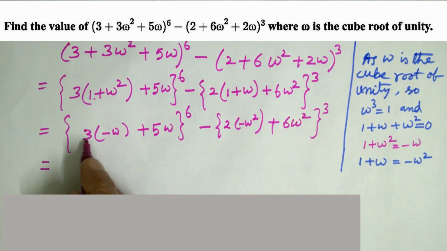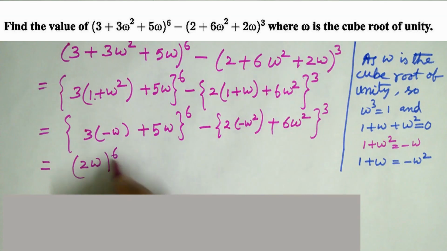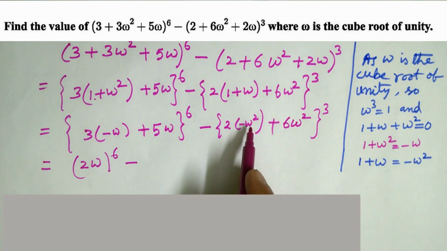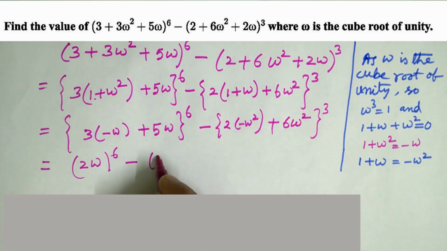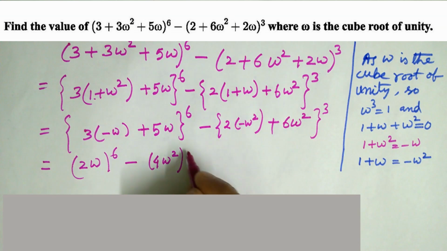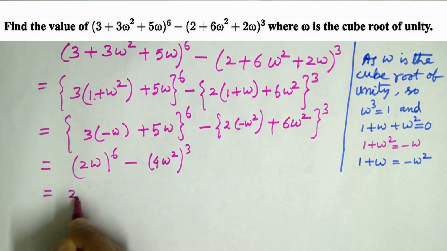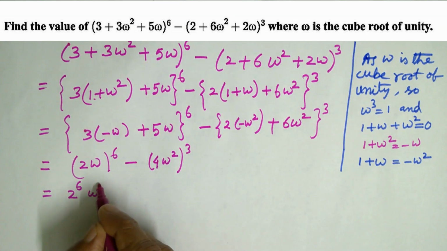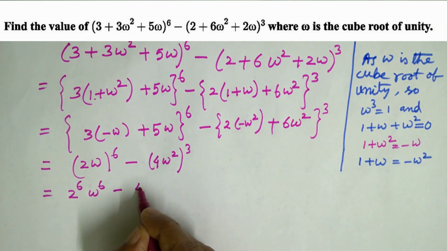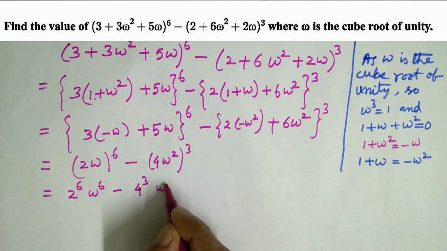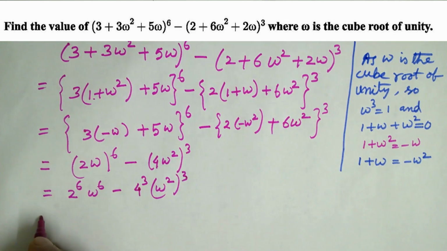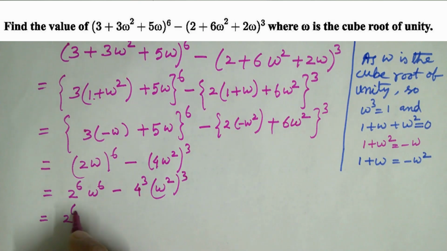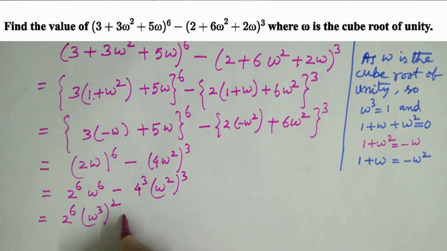Next, −3ω + 5ω is equal to 2ω, that of whole to the power 6, minus −2ω² + 6ω², which is equal to 4ω², that of whole cube. Now see, 2⁶ω⁶ − 4³(ω²)³. We can write this as 2⁶(ω³)² − 4³.